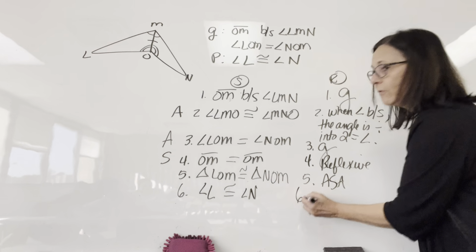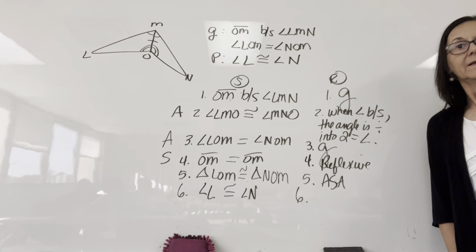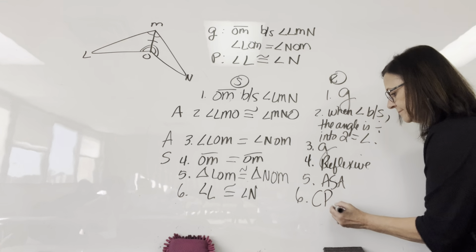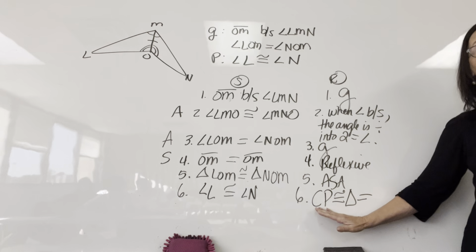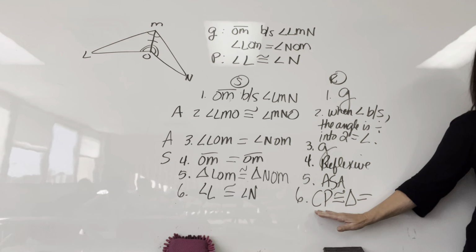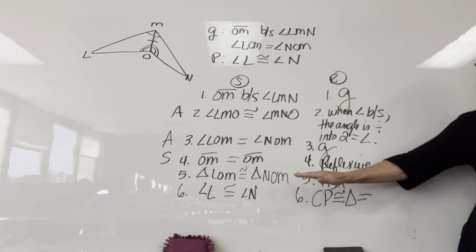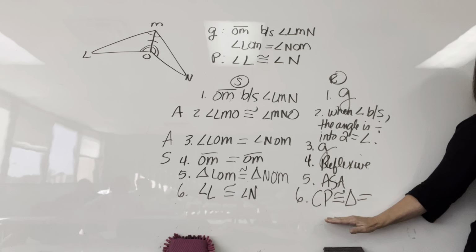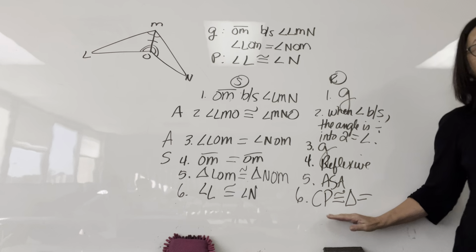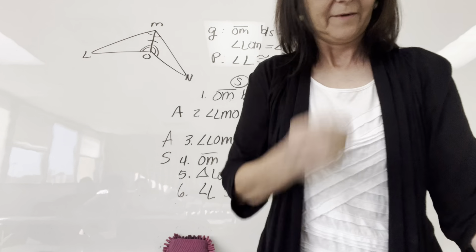Why can I write that? What's my reasoning? Corresponding parts of congruent triangles are equal. Always, right? Once I've proven congruence, corresponding parts, that's how I write it. Corresponding parts of congruent triangles are equal. Got it?